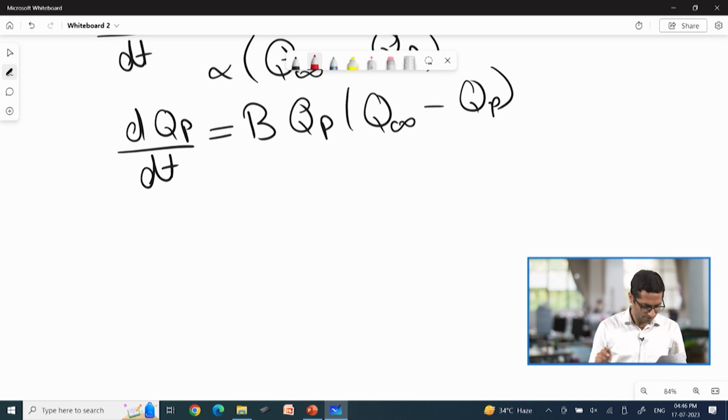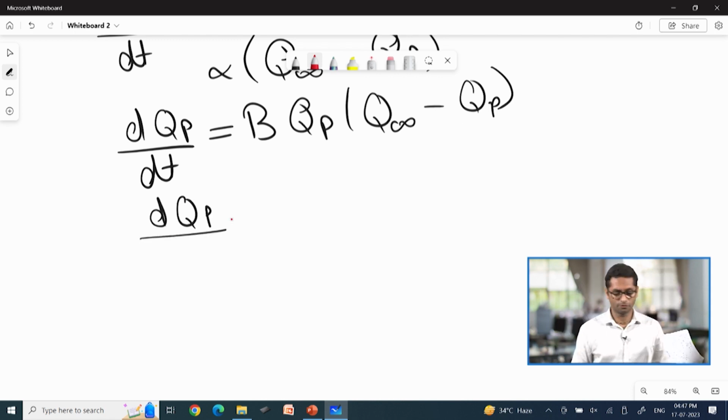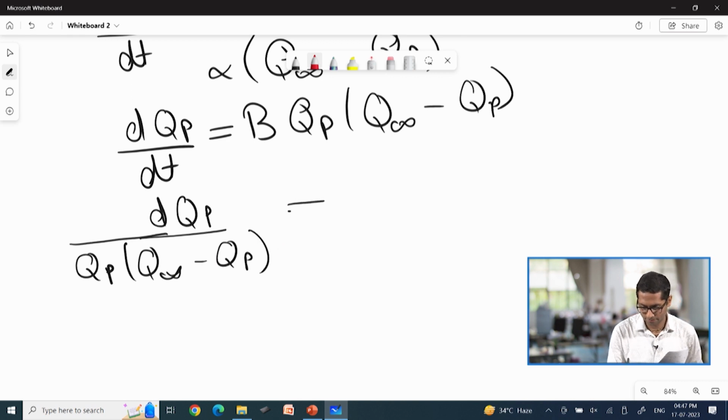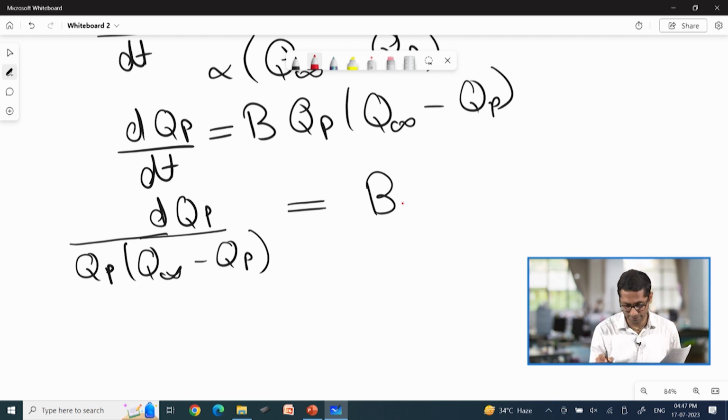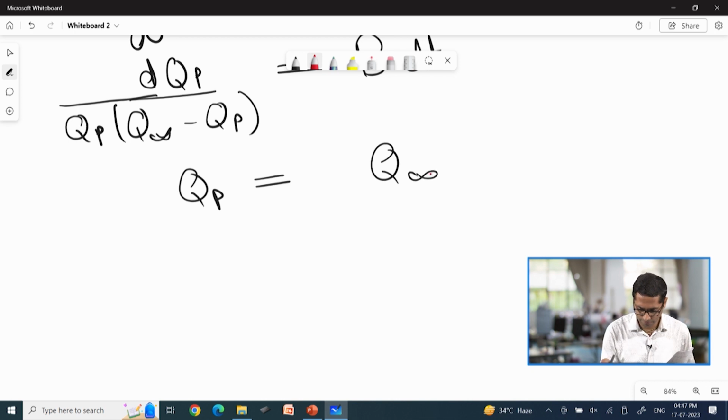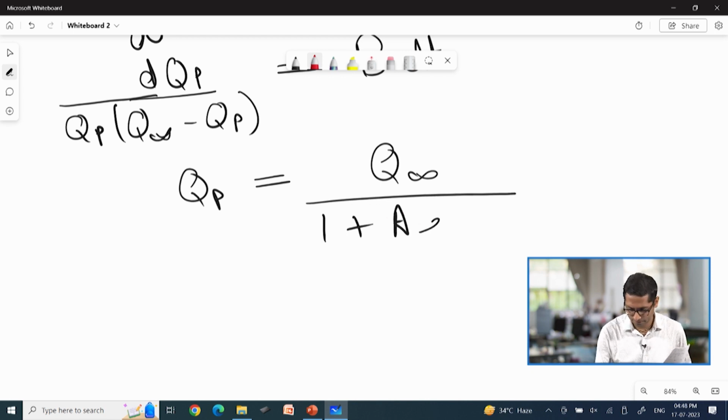So, this is a simple equation in which I can try to derive a solution. Okay, so we can bring some terms from the right hand side to the left hand side denominator, which would be basically QP multiplied by Q infinity minus QP, and what remains on the right hand side is the constant B multiplied with the change in time, and I could do this simple integration, and the solution that I would be getting would be QP is equal to Q infinity, which is the total amount of reserves, divided by 1 plus A, which is another constant, e raised to the power minus B Q infinity t.